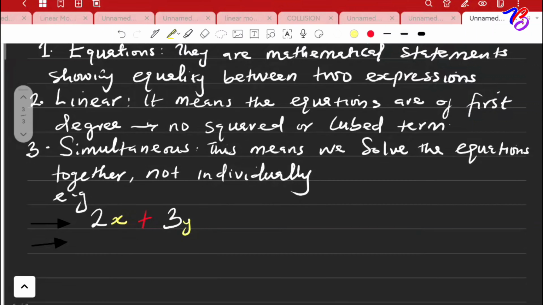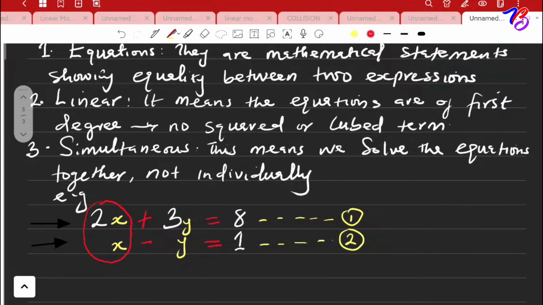plus 3y is equal to 8. Now, please note that 2, 3, and 8 are taking the place of constants. Then x and y are your variables, but 2 and 3 are the coefficients of x and y. Let's label this as equation 1. Then equation 2, we have x minus y is equal to 1. We'll label that as equation 2.